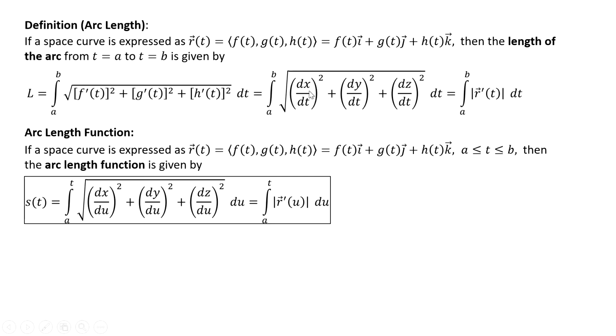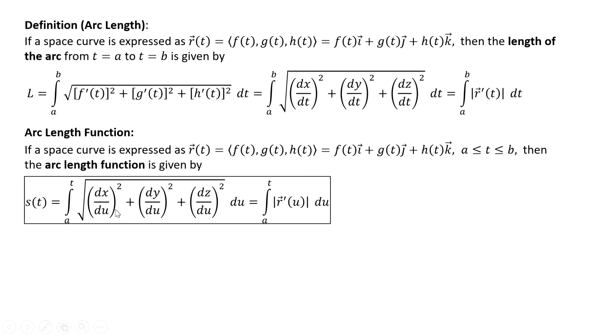What did we have here? dx/dt the quantity squared. Okay, dy/du the quantity squared, and we are integrating with respect to u. Earlier we integrated with respect to t. Why did they do that? Couldn't we say dx/dt the quantity squared plus, and so instead of u, couldn't we have a t here? The answer is no.